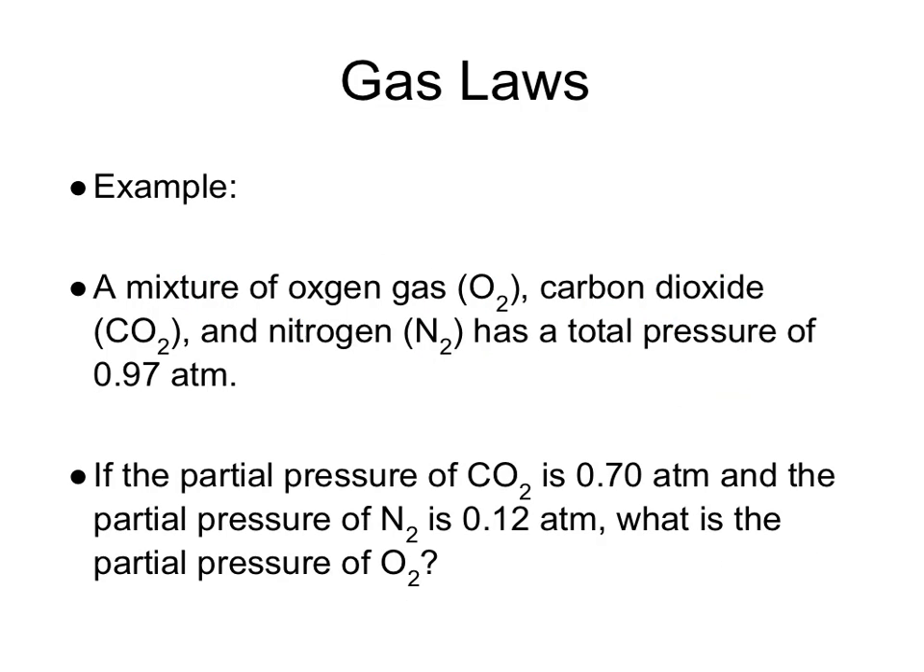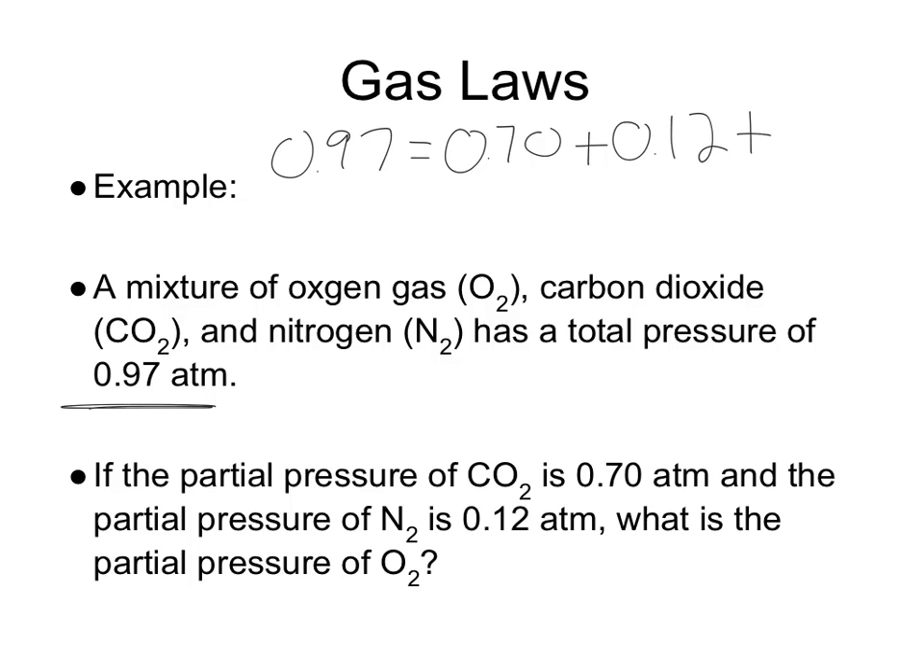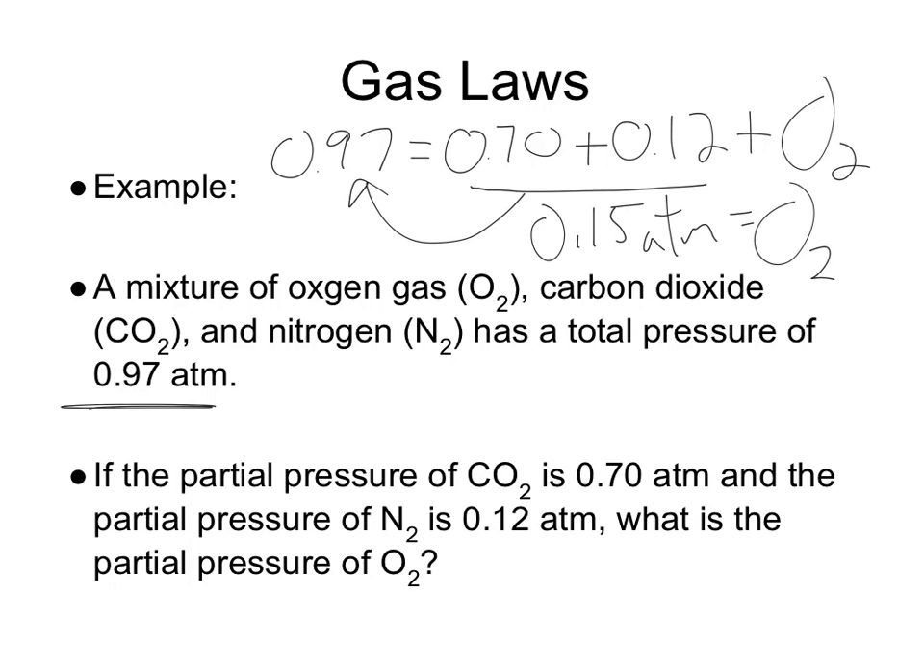So here's an example, similar to the one I just showed you. We have a mixture of 3 gases, oxygen, carbon dioxide, and nitrogen. And we're told that the total pressure is 0.97. So total is 0.97. The carbon dioxide has a pressure of 0.7 atmospheres. The nitrogen has a pressure of 0.12 atmospheres. And we don't know what the pressure of the oxygen was. Well, we can figure that out because if you add these two numbers together and then subtract them from the total, what's left is 0.15 atmospheres. That equals the pressure of the oxygen gas, because all 3 gases have to add up exactly to the total.